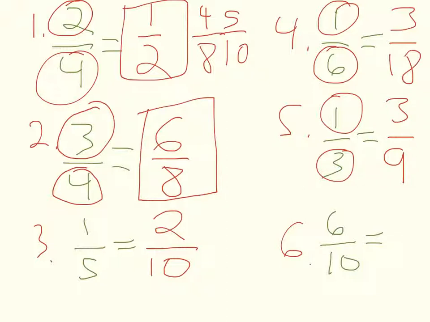Alright, last one. Equivalent fraction for 6/10. Well, what if instead of doubling or tripling, what if I halved? What if I halved 10? 5. And then half of 6 is 3. So 3/5 is the same as 6/10. Alright, there are your answers.